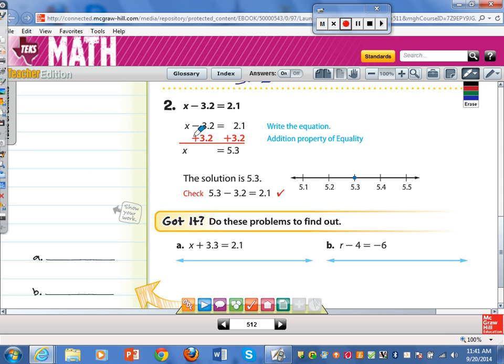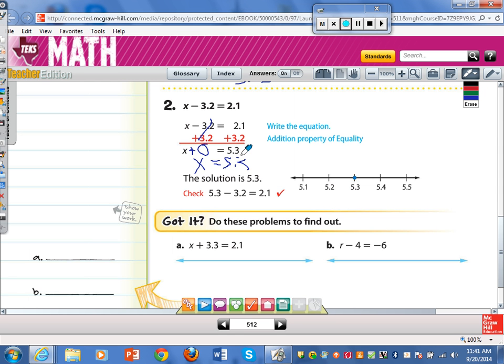Now, the main purpose here is that we're adding 3.2 so that we can eliminate the subtraction that's happening to the variable. So in this case, minus 3.2 plus 3.2 becomes 0. Yes? So that you can get a visual here. That means x plus 0, that's just x. And then equal to, you perform the operation. 1 plus 2 is 3, 2 plus 3 is 5. So that means that x has to be 5.3 in order to make this equation true.